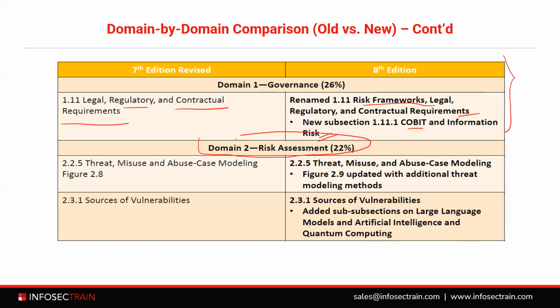Now, Domain 2, risk assessment, the weightage is 22%. Section 2.2.5, threat, misuse and abuse case modeling. Now, this we are all talking about the CRISC manual, the ISACA CRM. So 2.2.5, the change here is that Figure 2.9 has been updated with additional threat modeling methods.